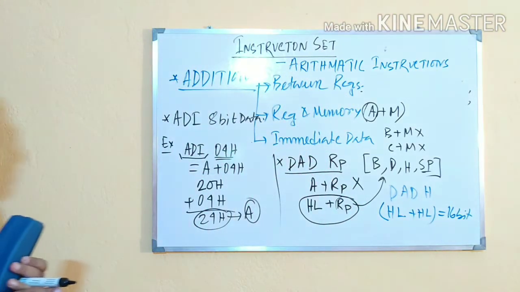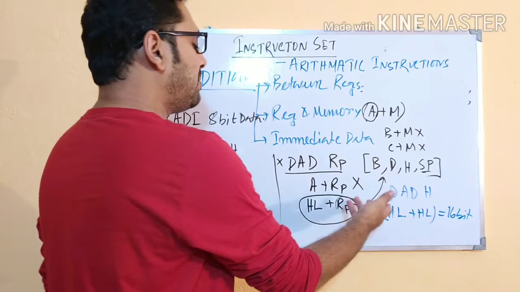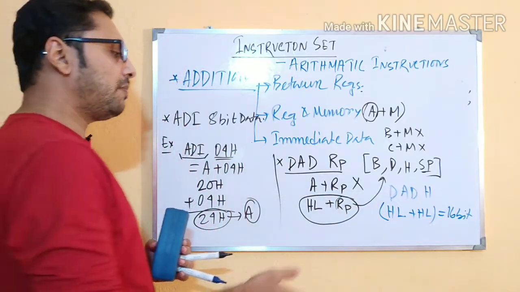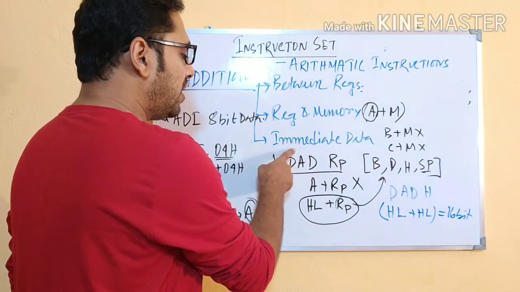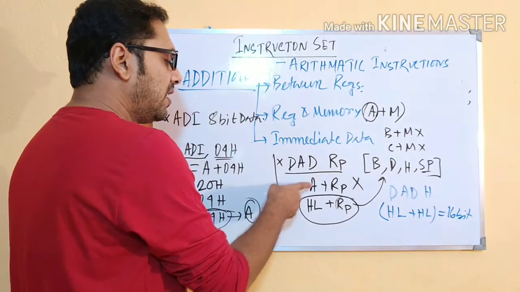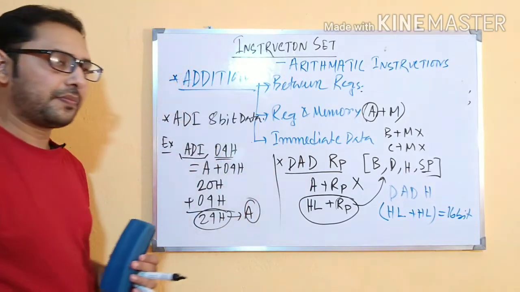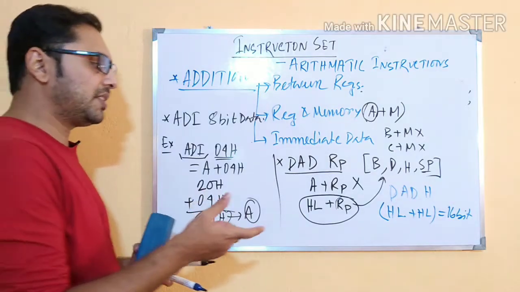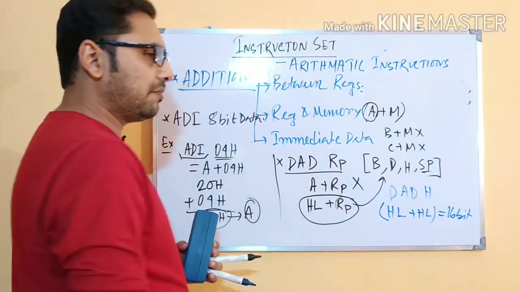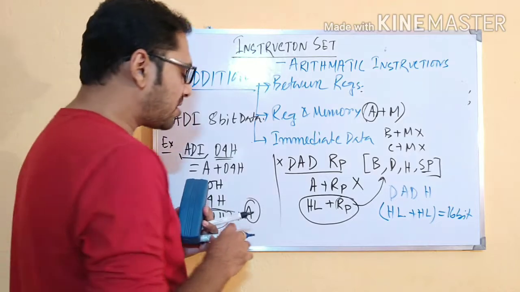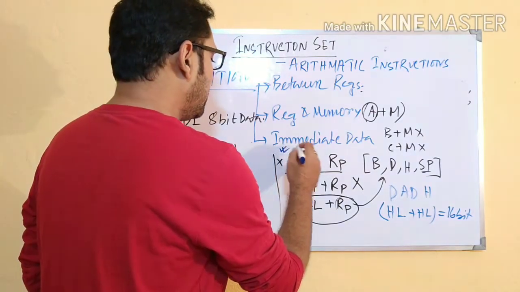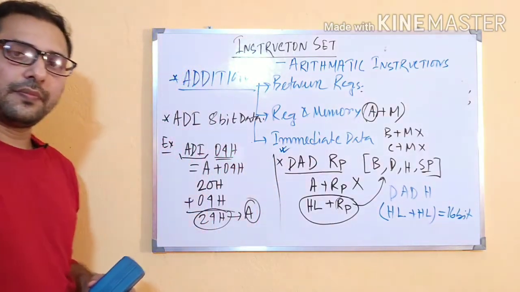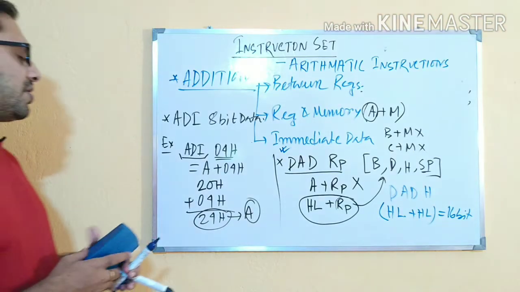So remember, as we are talking about 16-bit addition, probably that is why the accumulator is not considered here as an implicit operand, because we know the size or the length of the accumulator is 8-bit. It cannot handle 16-bit numbers, and this instruction is very useful when we are talking about 16-bit addition. Clear? So that's all about addition.